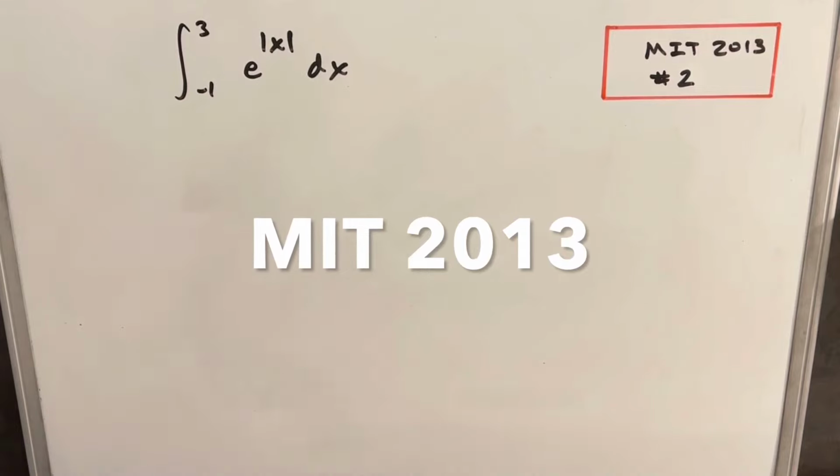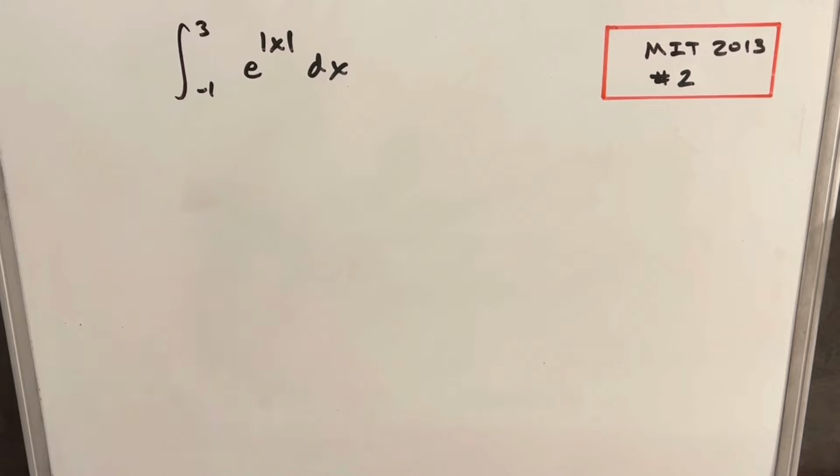Hey, I've got a quick integral here today from MIT 2013. This was problem 2. We've got an integral from -1 to 3 of e to the absolute value x dx.